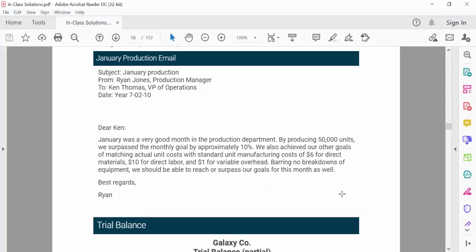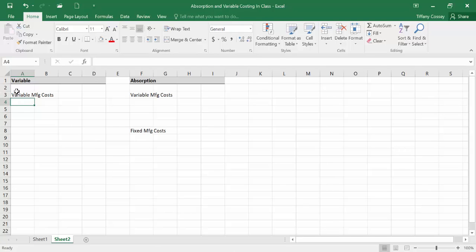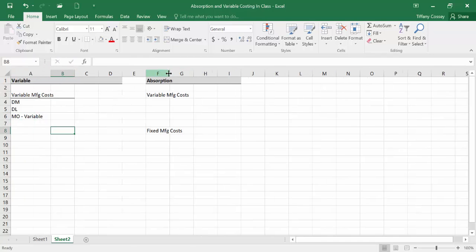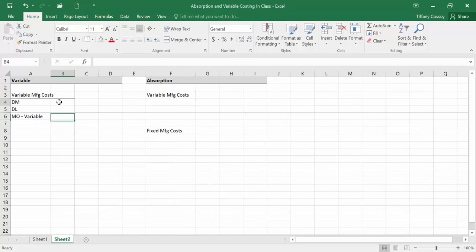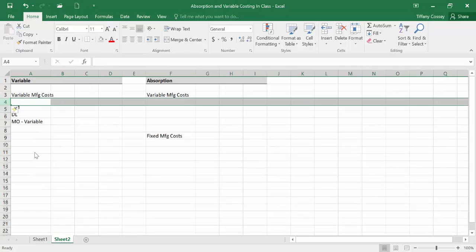So when we come back over to my spreadsheet, we've got variable manufacturing costs, and we have direct materials, direct labor, and variable overhead. So we're going to call that manufacturing overhead variable. Okay. So I'm going to make my column just a little bit bigger here. Okay, and I'm going to set up 3 columns. I'm going to drop this down.